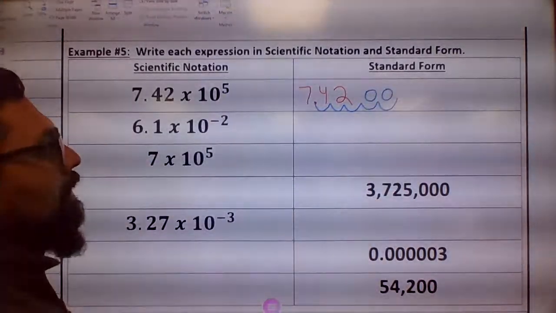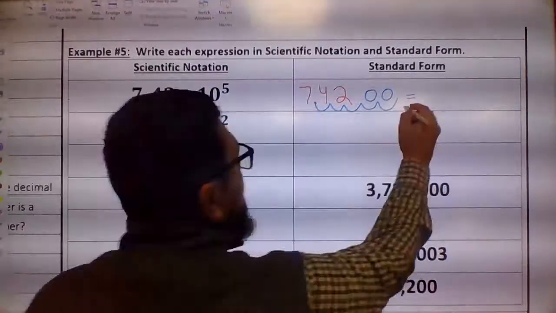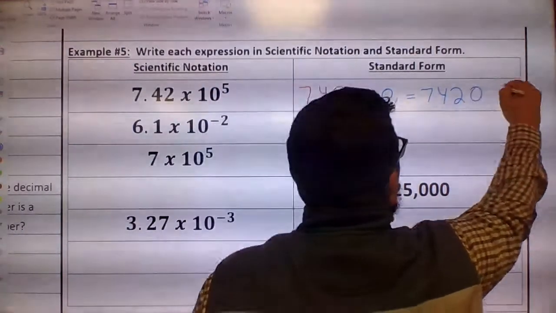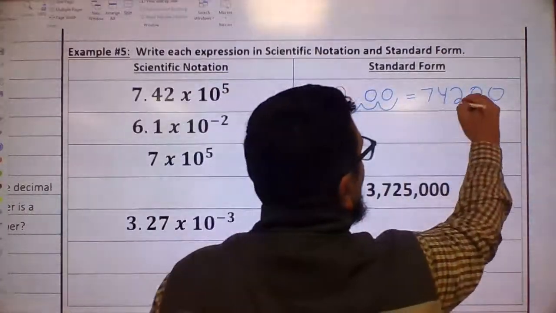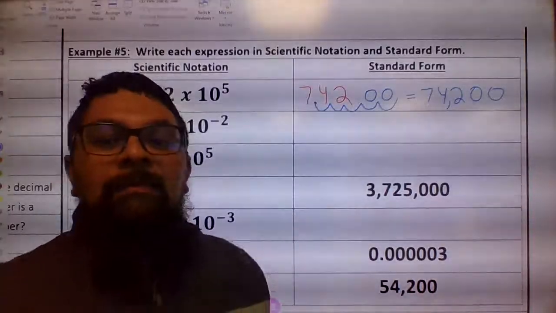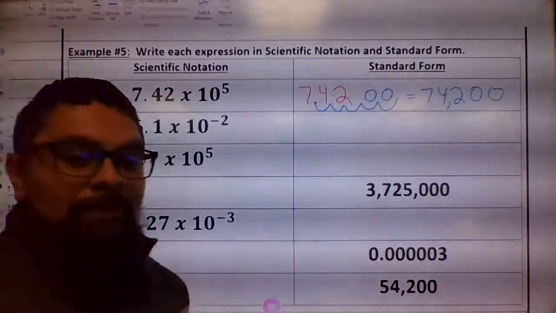Okay, there it is. So now let's rewrite it. It's going to be 74200, and here's our decimal. So here's our new number in standard form, 74,200. Let's go on to the next one.